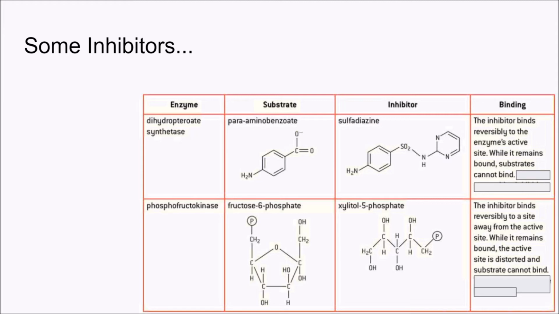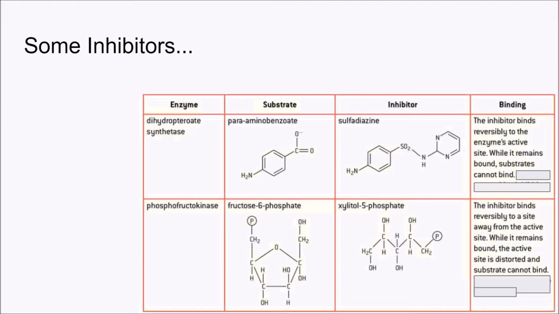If it's binding to the enzyme's active site, what kind of inhibitor must it be? So I'll give you a couple of seconds. You can pause the video if you like. Correct. It's a competitive inhibitor because it is binding to the active site of the enzyme and competing with the real substrate, para-aminobenzoate.